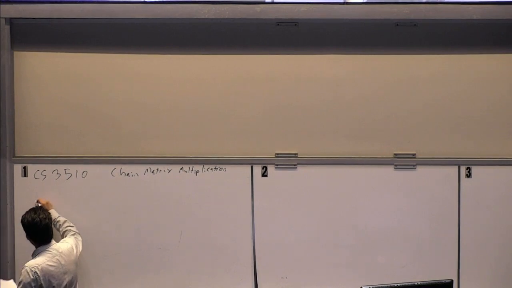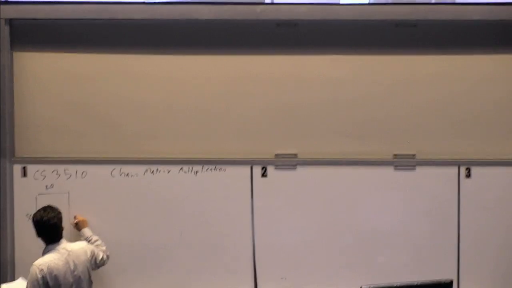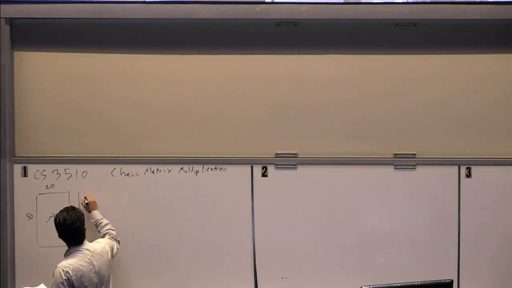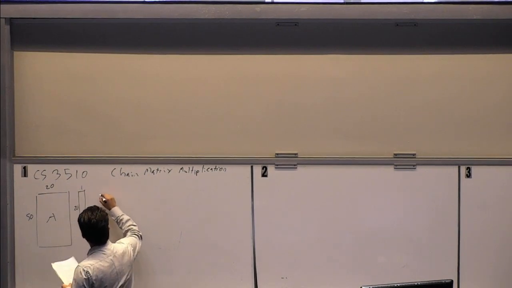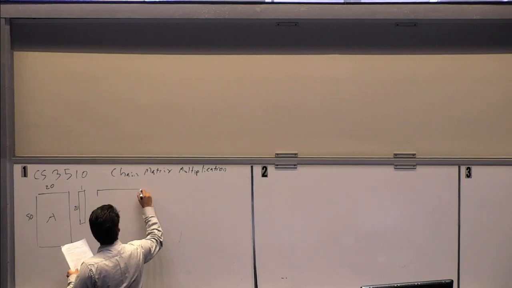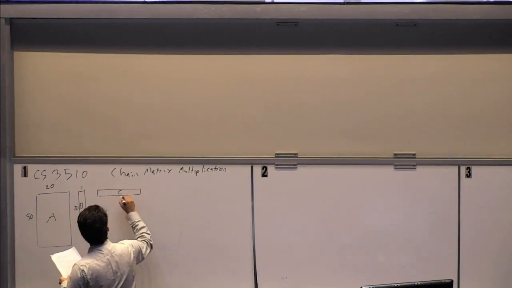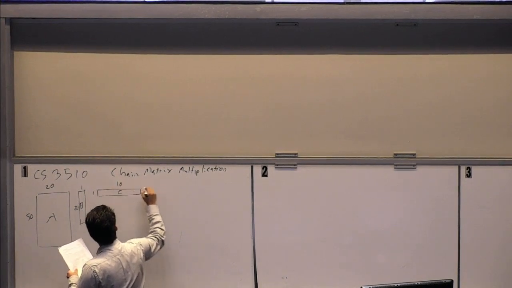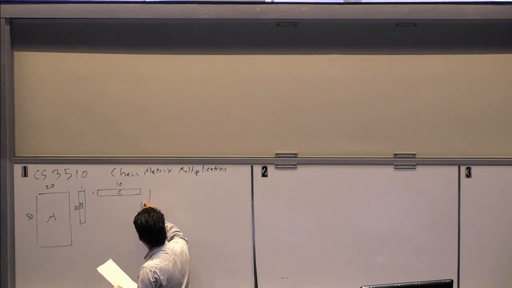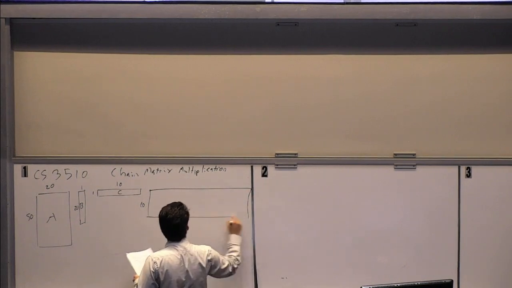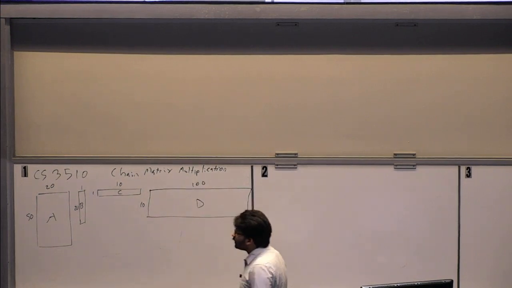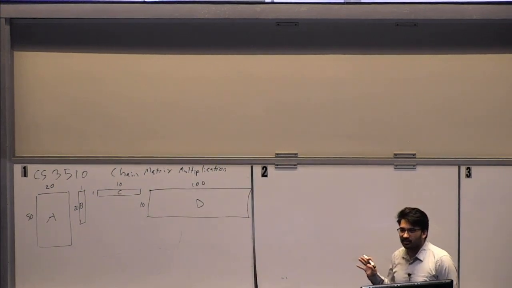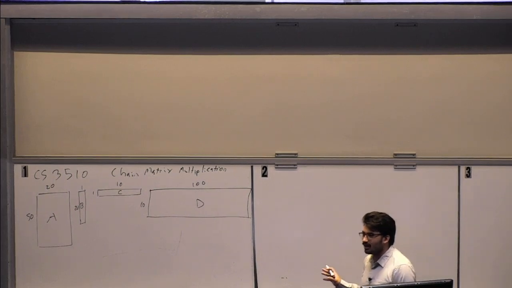Suppose we have the following matrices. We have a 50 by, let's say, 20. We'll call this A. Then we have a 20 by 1, call this B. Then we have a 1 by 10, let's call this C. And then we have a 10 by 100, call this D. So these are four matrices. We've really only restricted ourselves to the concern of multiplying square matrices simply because that's nice and easy.